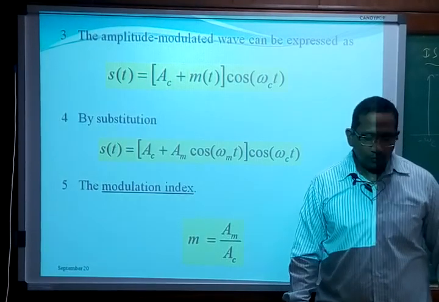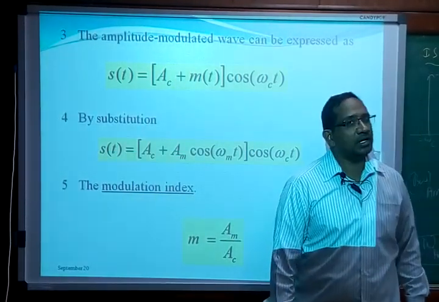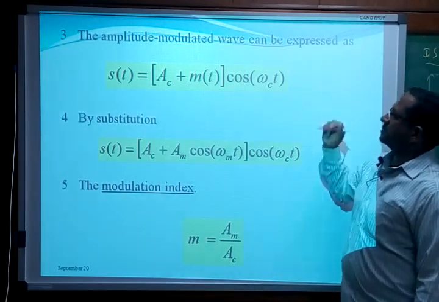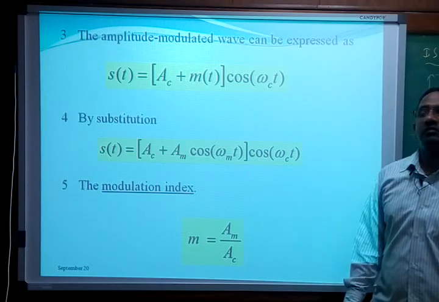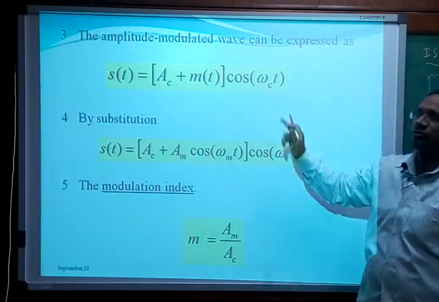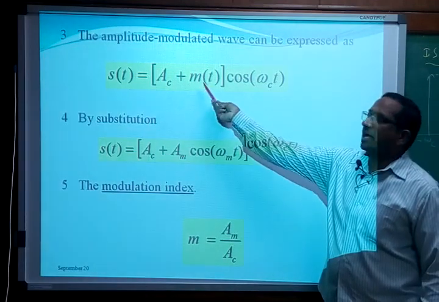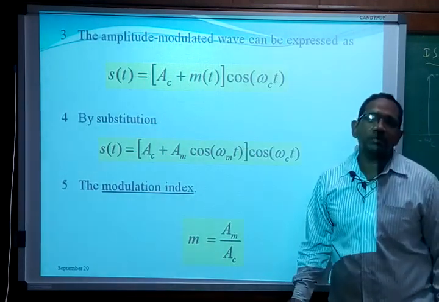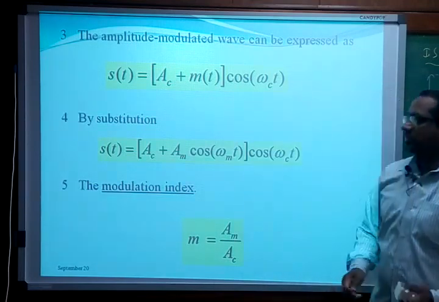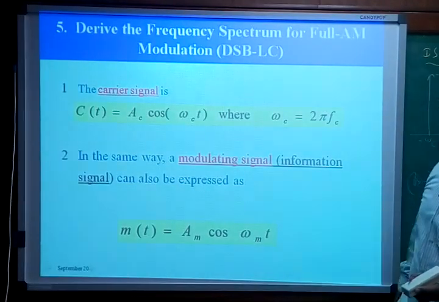Right. So now we will have a quick review of whatever we did mathematically on the board. The amplitude modulated wave can be expressed as S of t is equal to AC plus M of t into cos of omega ct. As I told you already, somebody may take M of t, somebody may take X of t, somebody may take Y of t, it doesn't matter, but what you are doing is really very important for us.